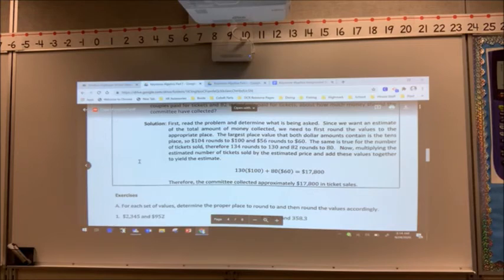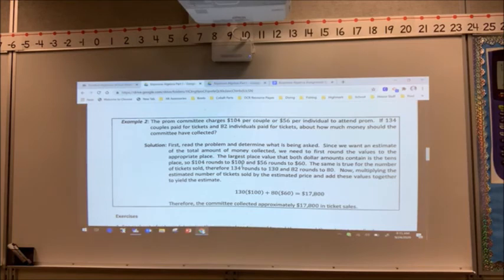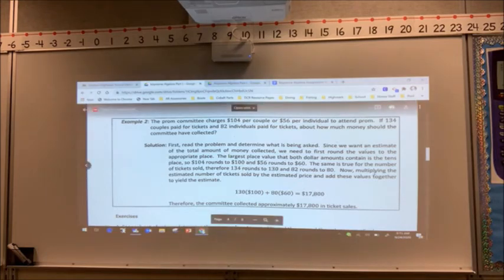Solution. First, read the problem and determine what is being asked. Since we want to estimate the total amount of money collected, we need to first round the values to the appropriate place. The largest place value in the dollars, 104 and 56, is in the tens column. So we're going to be rounding to the nearest tens. 104 rounds down to 100. 56 rounds up to $60. The same is true for the number of tickets sold. So 134 rounds down to 130 tickets and 82 tickets rounds down to 80 tickets.